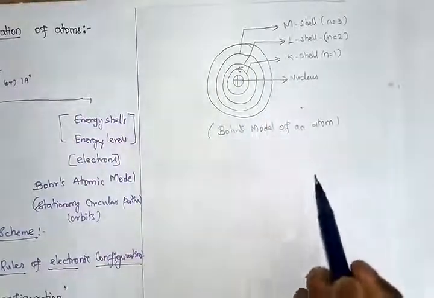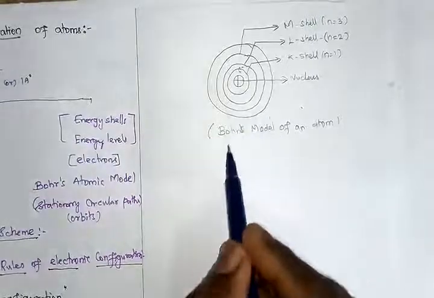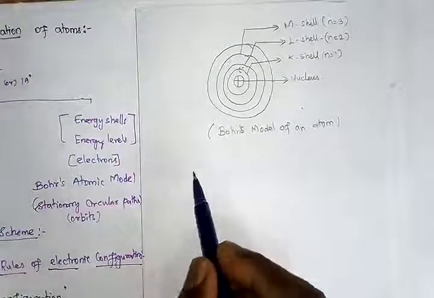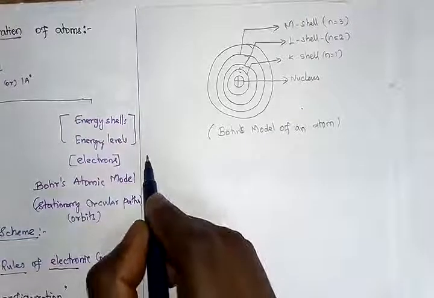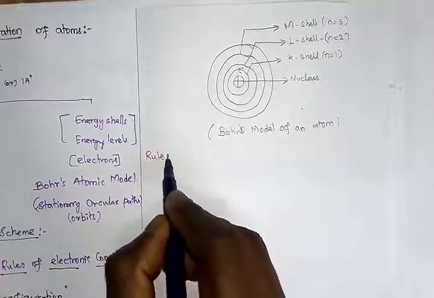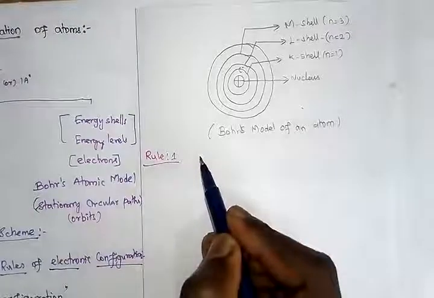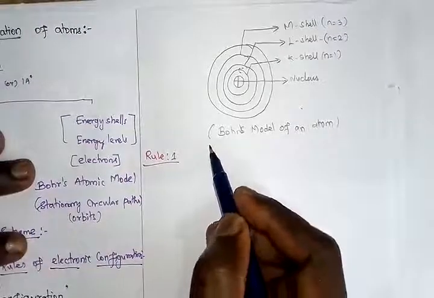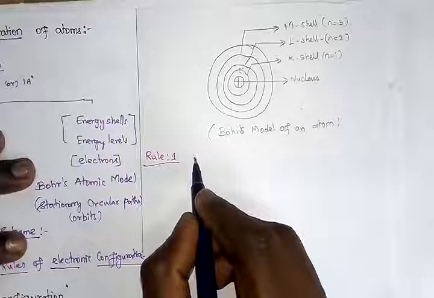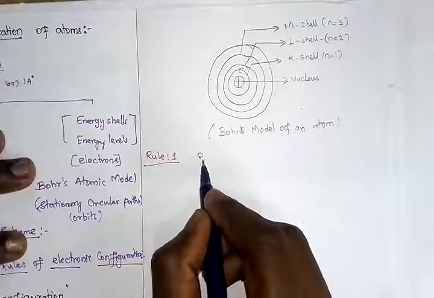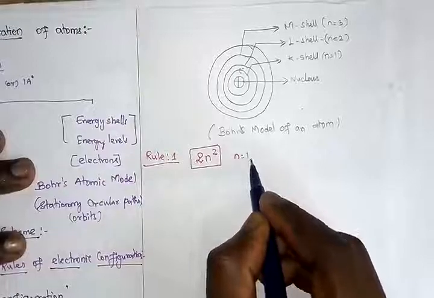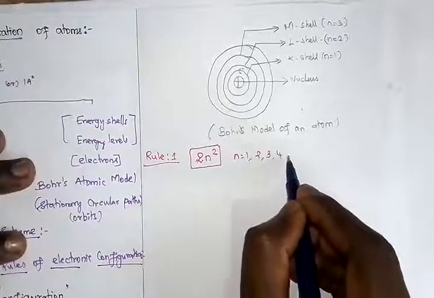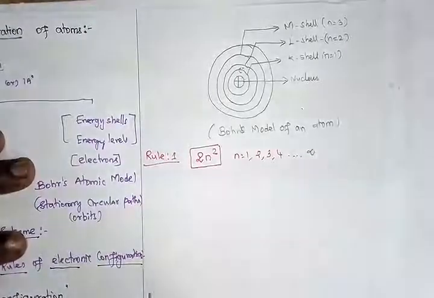Now, how do you arrange electrons in these shells? That is another question. To answer that, Bohr and Bury framed rules. Let us see the rules. Rule number 1 is that they introduced a formula called 2n squared, where n starts from 1, 2, 3, 4 and so on up to infinity.